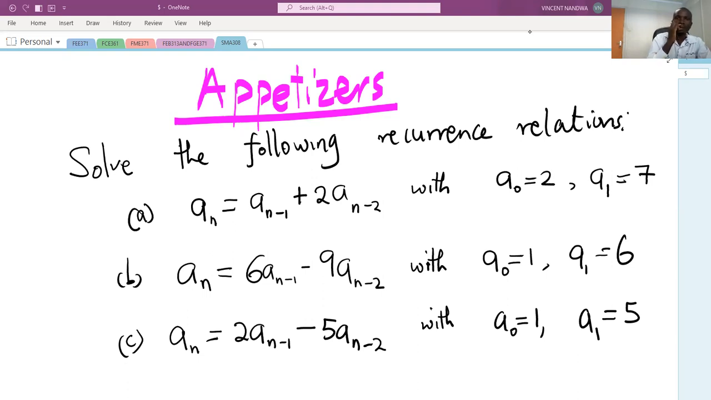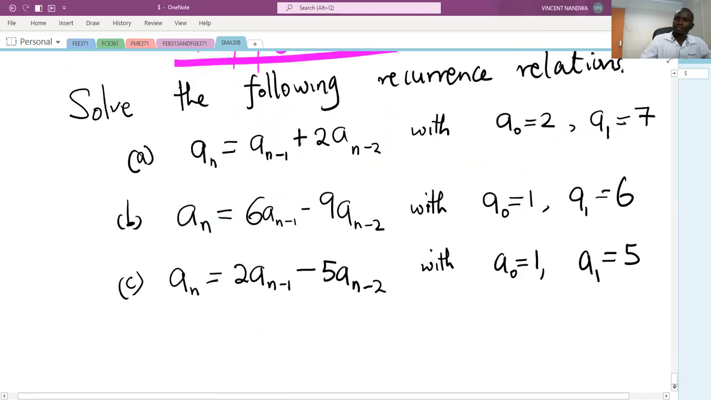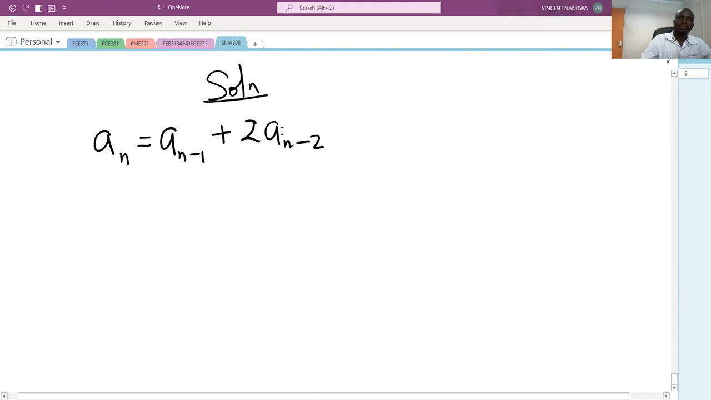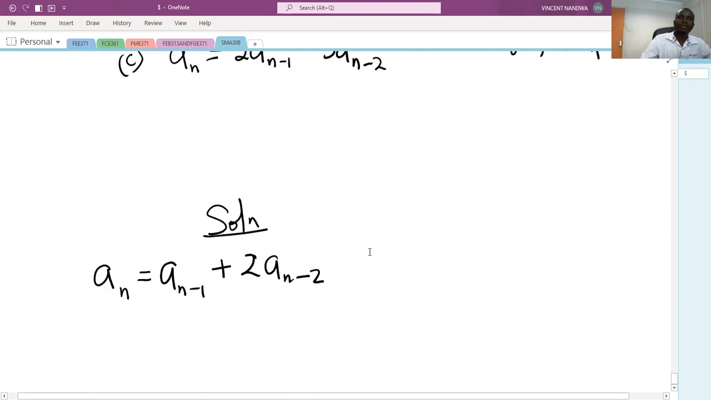So let's start with the first recurrence relation. Solution. The first recurrence relation is a_n equals a_{n-1} plus 2a_{n-2}. That is what we have been given in the first case.